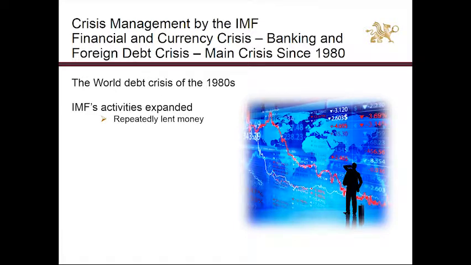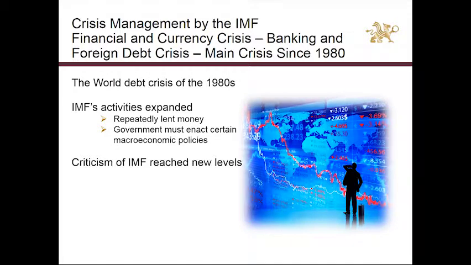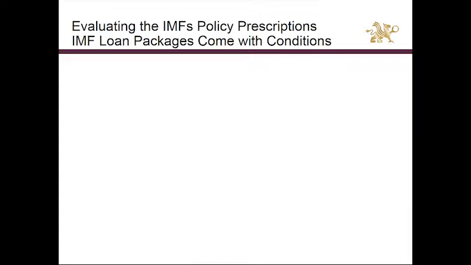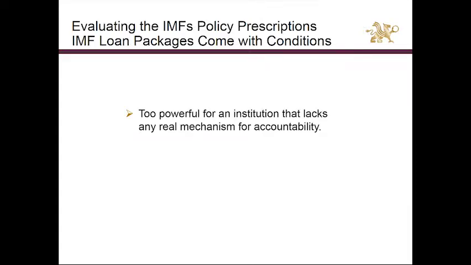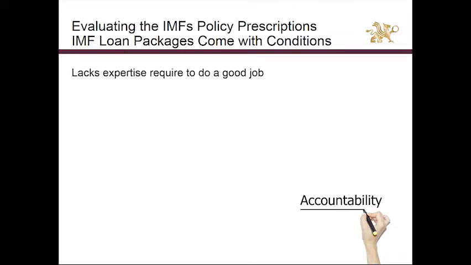The IMF has repeatedly lent money to nations experiencing financial crises, requesting in return that the government enact certain macroeconomic policies. Critics of the IMF claim these policies have not always been as beneficial as the IMF might have hoped, and in some cases may have made things worse. The final criticism of the IMF is that it has become too powerful for an institution that lacks any real mechanism for accountability. The IMF has determined macroeconomic policies in those countries, yet, according to critics such as noted economist Jeffrey Sachs, the IMF, with a staff of less than 1,000, lacks the expertise required to do a good job.